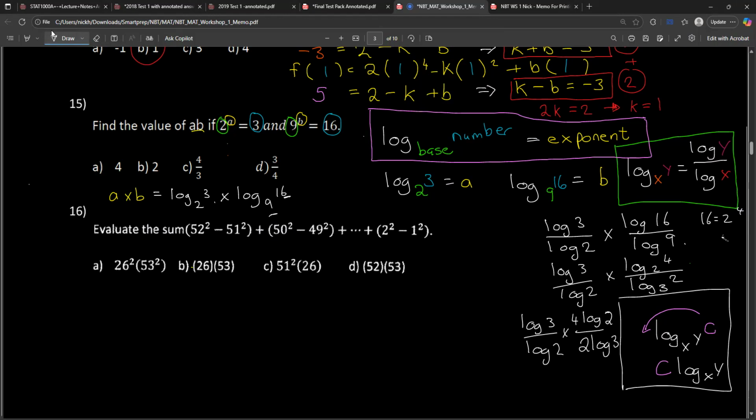Now we notice we can cancel the log 3 and log 3 and the log 2 and log 2, and we're left with 4 over 2, which is 2.